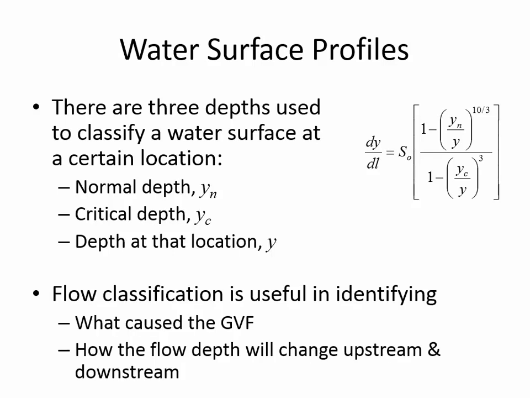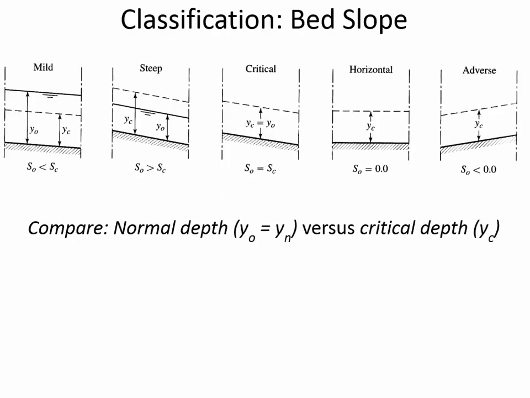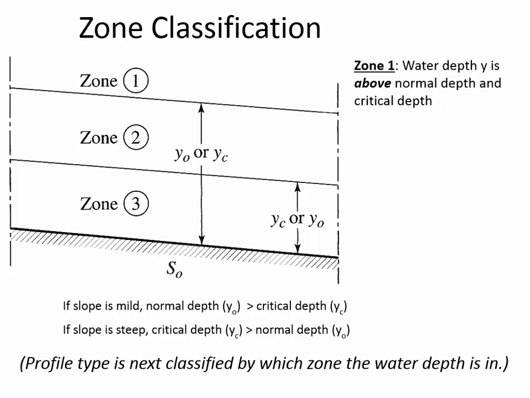Those three depths are going to be useful for classifying the gradually varying flow because they divide the stream up into three zones. Zone 1, no, wait, hold on. It is 1, 2, and 3, I think. Did I get it the other way? Let's see. 1, 2, and 3. 1 at the top. It's been a year. All right. 1 at the top.